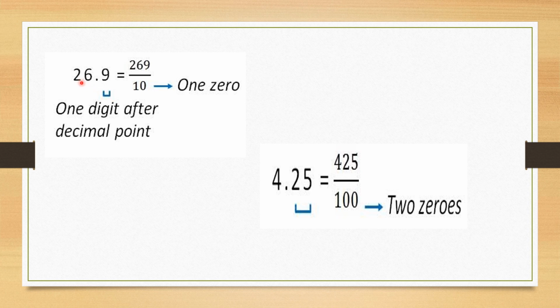26.9. You can see this 26 is a whole number. So there are two methods. It makes 269 upon 10. Then make it in the simplest form, a mixed number, that is 26 and 9 by 10. 4.25 is 425 by 100. There is another method.